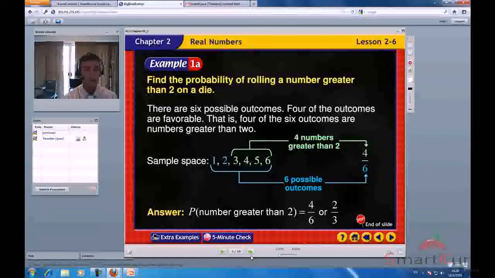So 6 possible outcomes goes on the bottom of the fraction, right here. And then it wants numbers greater than 2. So 3, 4, 5, and 6. 4 numbers are greater than 2, so the number 4 goes on the top of the fraction. So the probability of rolling a number greater than 2 is 4 over 6, or you can reduce it to 2 over 3.